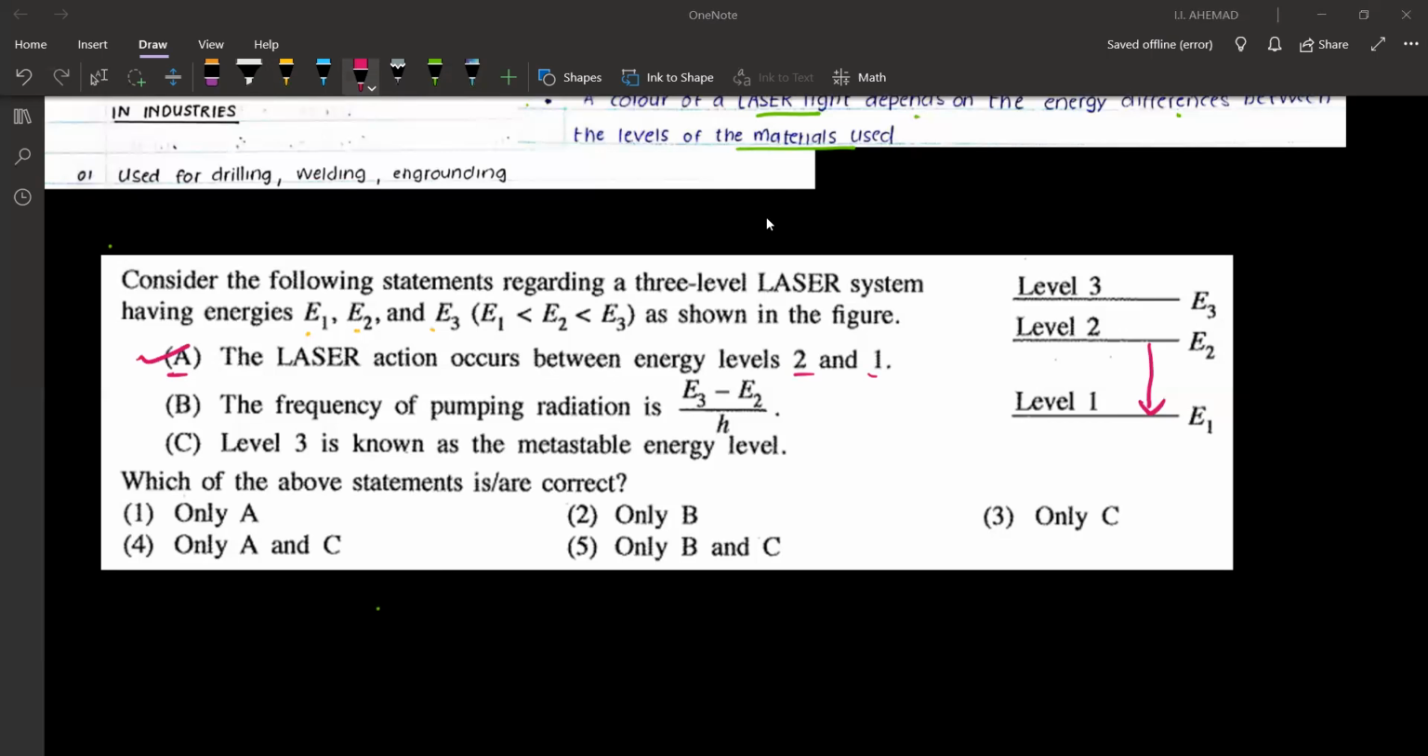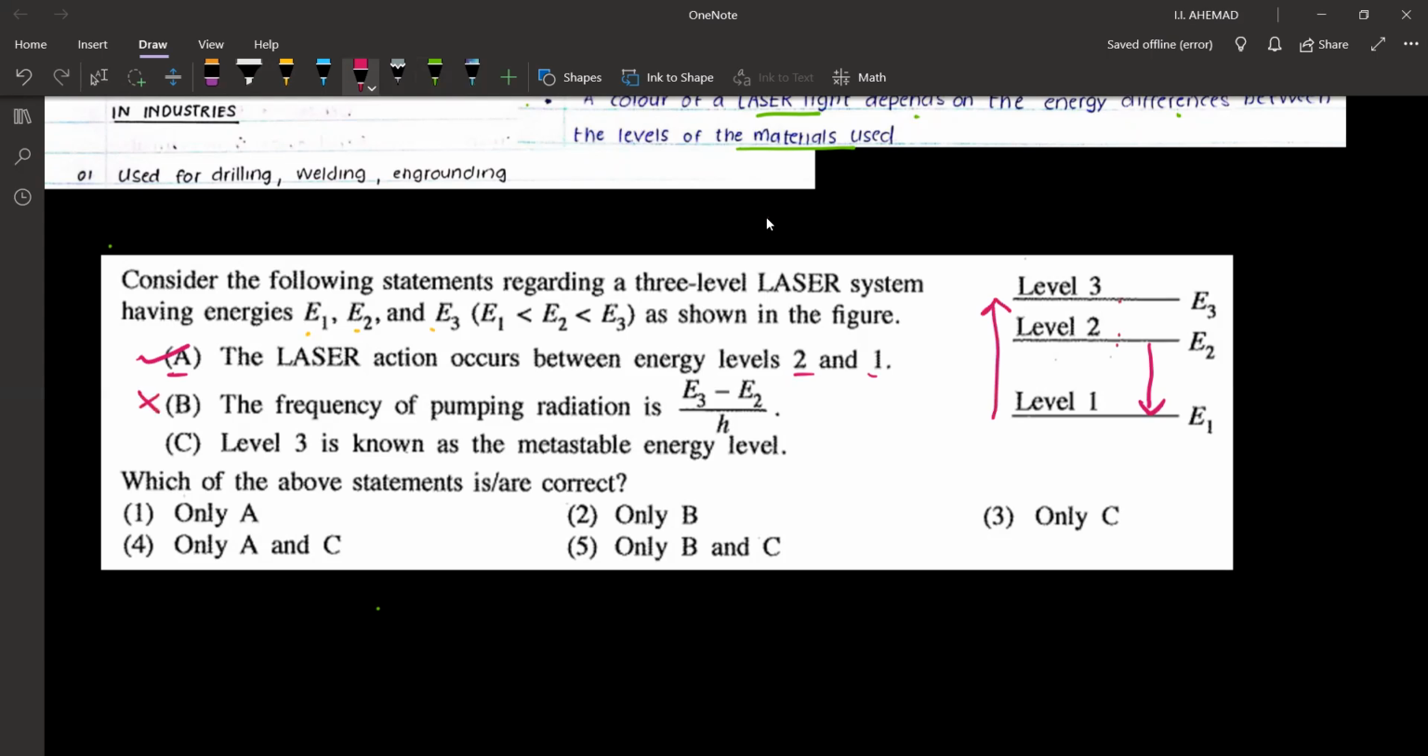Statement B. This is the 2019 question. The frequency of pumping radiation is E3 minus E2 over H. Is it correct? E3 minus E2 means the difference between these two levels, right? But the pumping occurs from level 1 to level 3. Therefore, statement B is wrong.